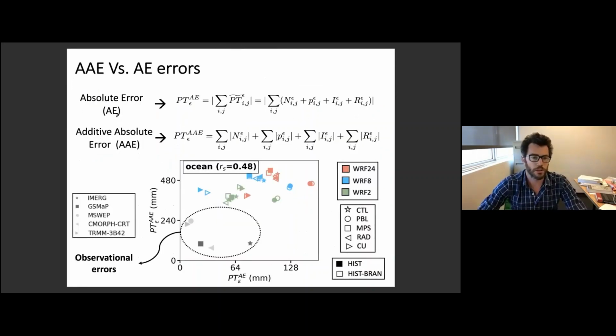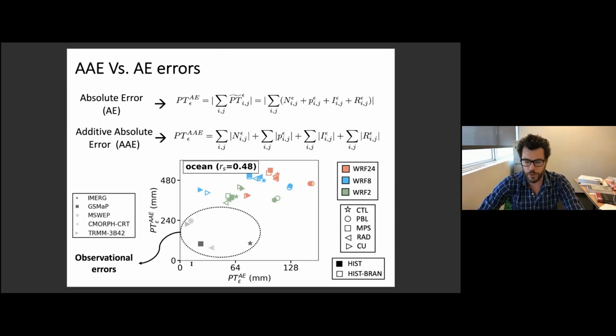But I come back to the absolute error and the additive absolute error. And here, as before, I show the additive absolute error as a function of the absolute error for the different simulations. And again, we also include differences between observations. In this case, what we use as the reference is not one observation, but the median across the different observations. And so this gives us again an idea of the observational uncertainty.